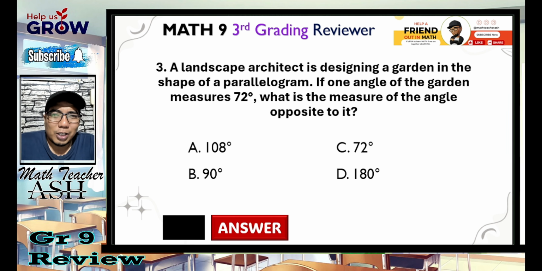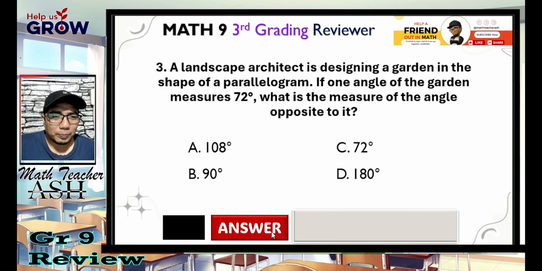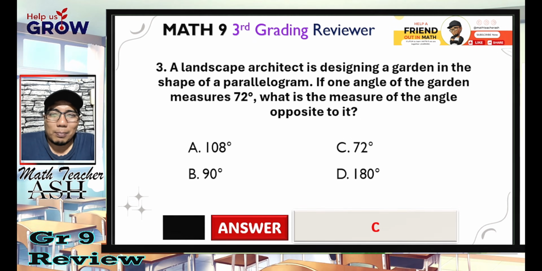Alright, my dear math learners, remember what we have talked about in the properties of a parallelogram. One of the properties is that it has both pairs of opposite angles that are congruent. So therefore, if you have 72 degrees as given, its opposite angle would also be 72 degrees. Letter C is the correct answer. Alright, we're correct, my dear math learners. Very easy. Now let us go to question number 4.